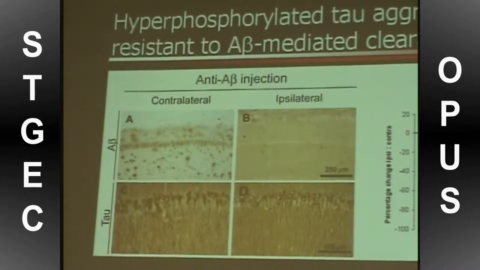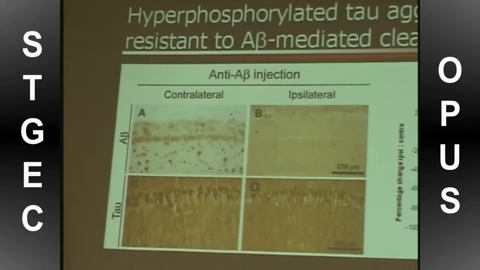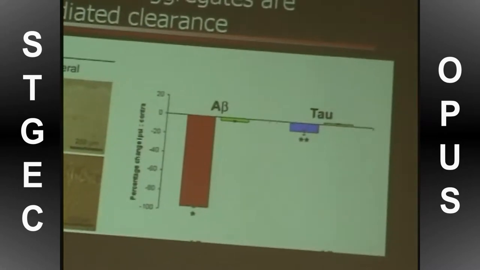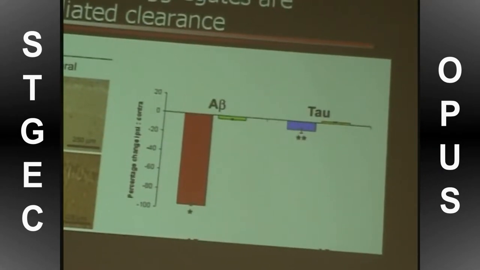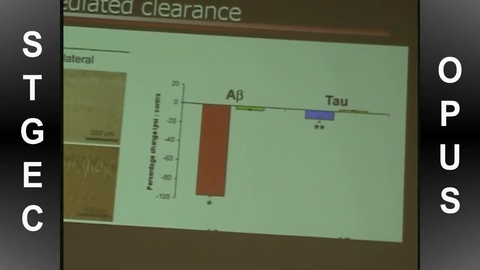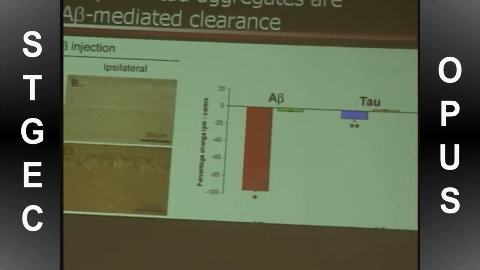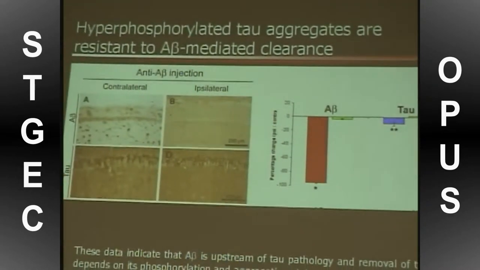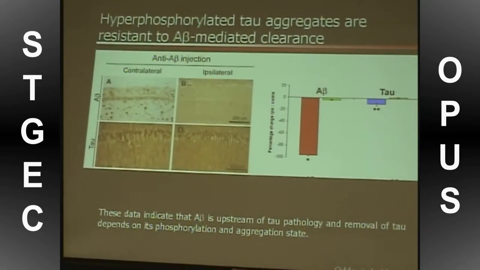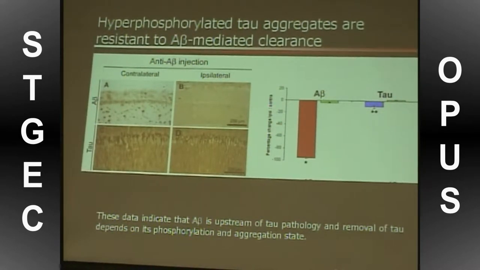This data indicated that A-beta seems to be upstream of the cascade leading to tau pathology, because if we remove this trigger, we remove the tau pathology. However, the tau pathology depends on its phosphorylation and aggregation state. We have data, which I can't show you today for time's sake, that in older mice at this age, tau is more phosphorylated and more aggregated. So after tau aggregates, it is hard to remove it from the brain using an anti-A-beta intervention.